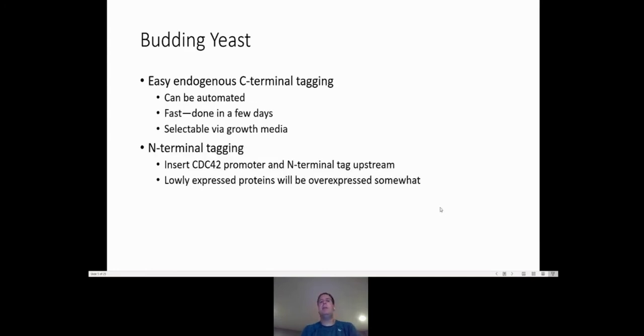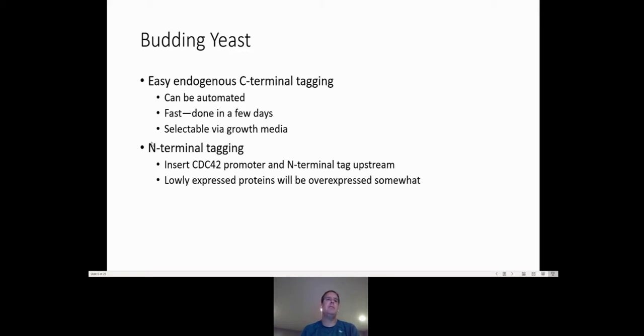So we want to study this in the budding yeast, and we use budding yeast for a couple of different reasons. One reason is the ease of molecular biology examination. It's very easy to endogenously C-terminal tag proteins at their genomic locus in a yeast cell, and this can be fully automated, and it's fast. It can be done in a few days. There's a wide variety of growth media that can be used to select these inserts, and so this is one of the main reasons we use budding yeast.